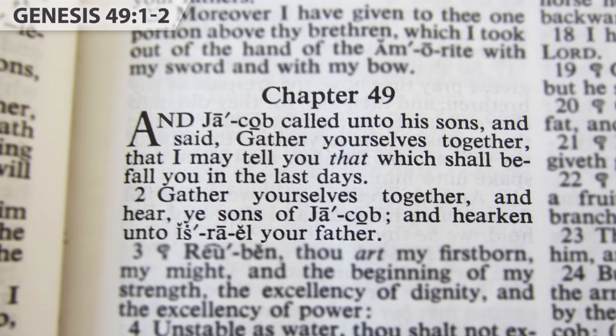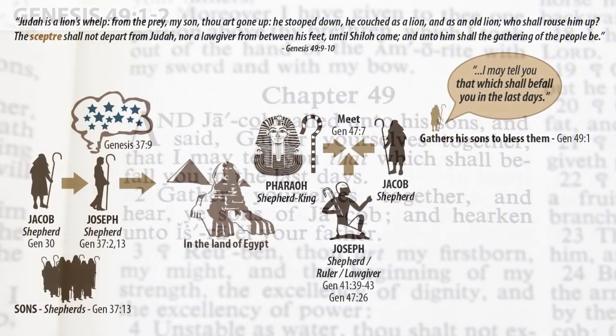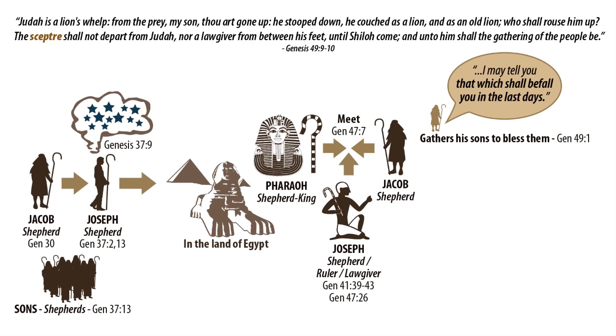Genesis 49:1. And Jacob called unto his sons, and said, Gather yourselves together, that I may tell you that which shall befall you in the last days. Gather yourselves together, and hear, ye sons of Jacob, and hearken unto Israel your father. And so Jacob, the one who had lived most of his life as a shepherd, told his sons to gather themselves together, to gather themselves in obedience, and to gather themselves together physically unto him, so that he could tell them what would be happening to them in the last days.